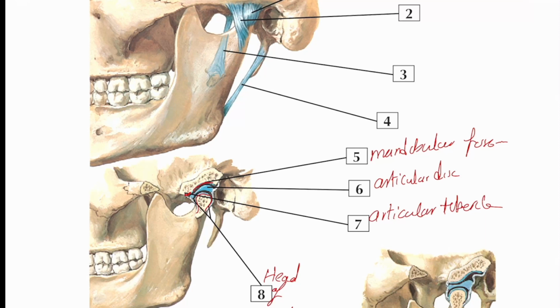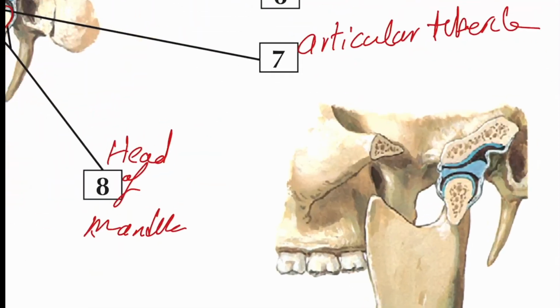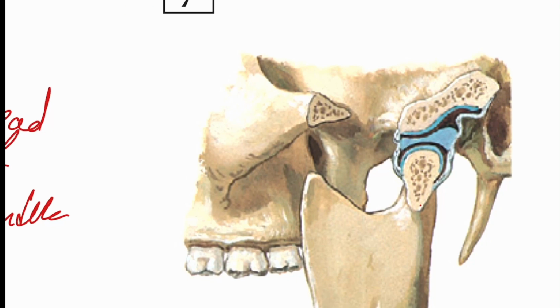There is a disc in between, which is called the articular disc, and that separates the joint space into two potential spaces, as you can see, one superior and one inferior. It might be even clearer on this diagram. You can see this is the head of the mandible, the mandibular fossa, the articular tubercle, and this is the articular disc, forming a synovial hinge joint.